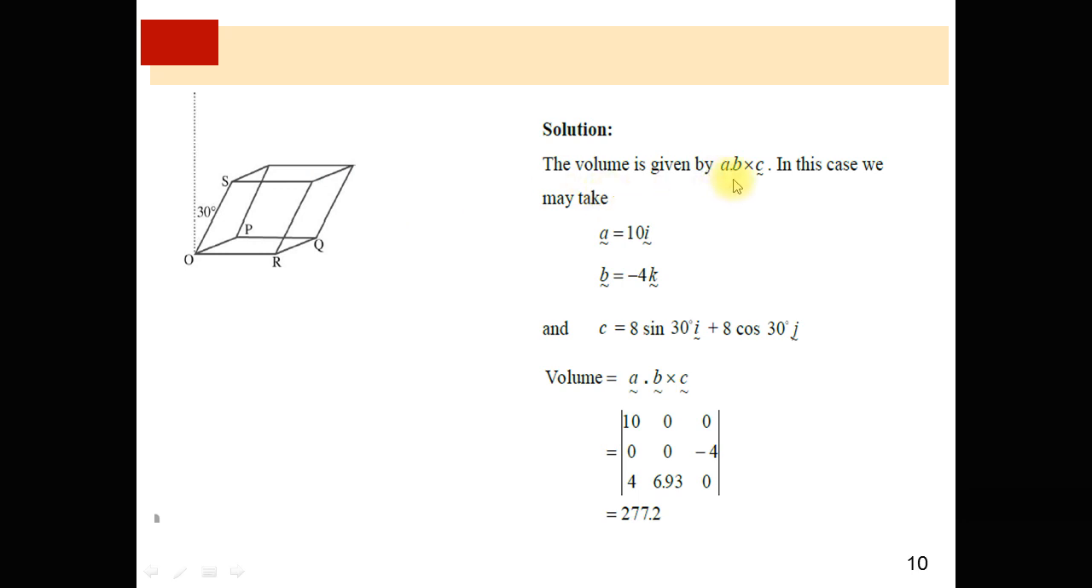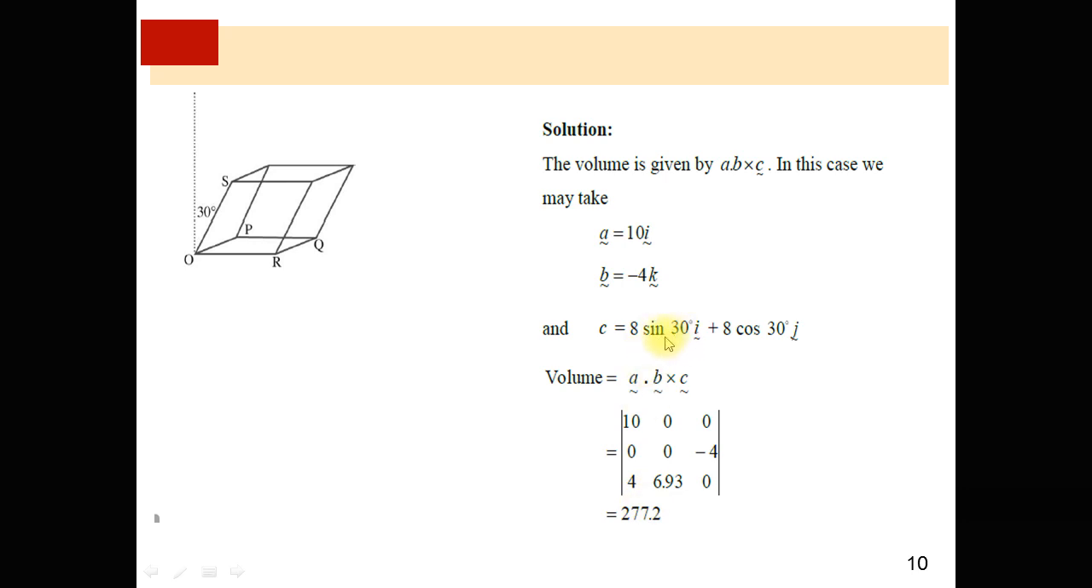The volume is given by A dot B cross C. In this case, we may take vector A as 10i, vector B as minus 4k, and vector C equal to 8 sin 30 i plus 8 cos 30 j. So the volume is equal to A dot B cross C. Vector A has the components 10, 0, 0, and vector B has the components 0, 0, minus 4.